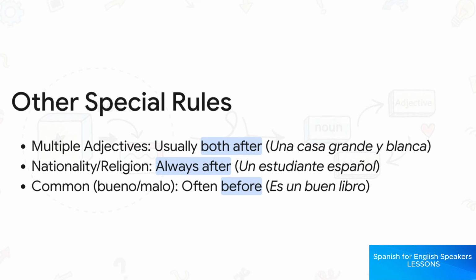All right, here are just a few other quick patterns to keep in mind. Got more than one adjective? They usually just both go after the noun. Easy. Nationality and religion? Those are considered objective facts, so they always go after. And then there are a couple of super common words like bueno and malo that you'll just often hear placed before the noun, almost like they're limiting adjectives themselves.